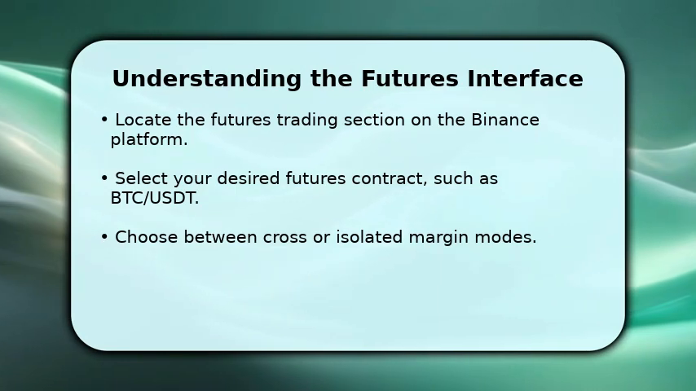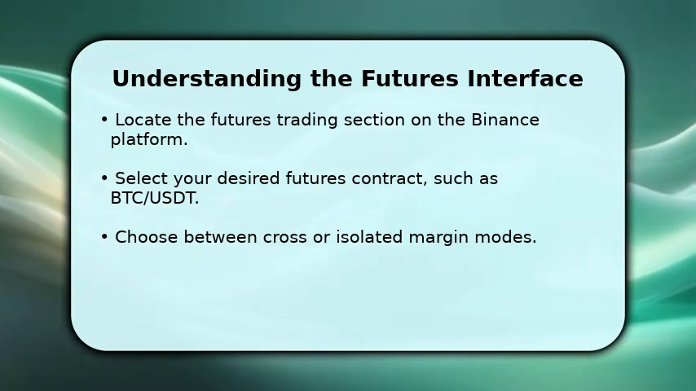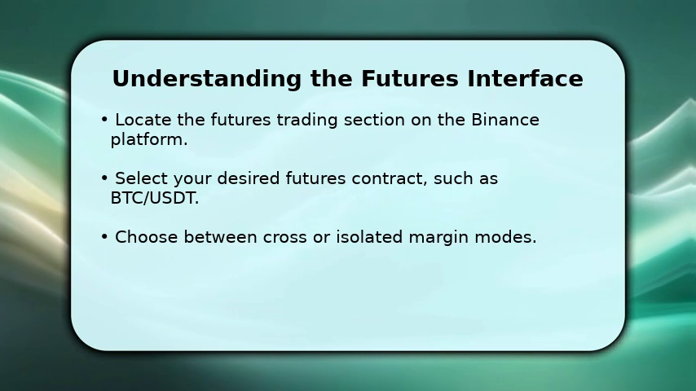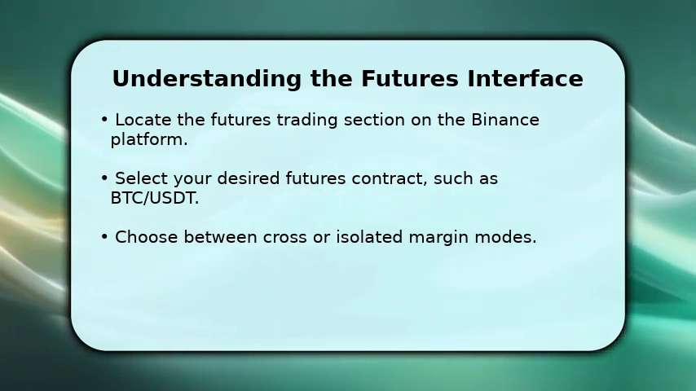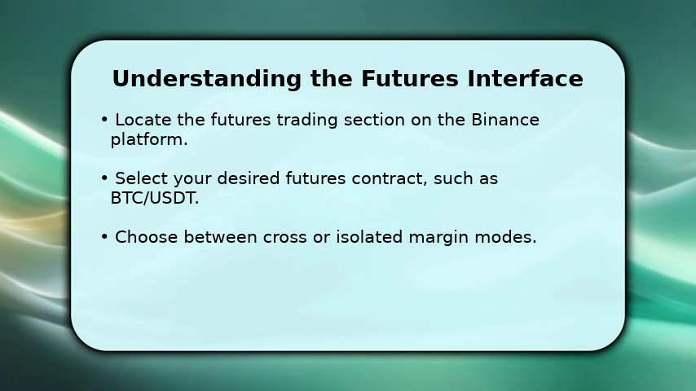Now that your futures wallet is funded, navigate to the futures trading section on the Binance platform. You'll see various contract options. Select the one you wish to trade, for example, BTC versus UST.